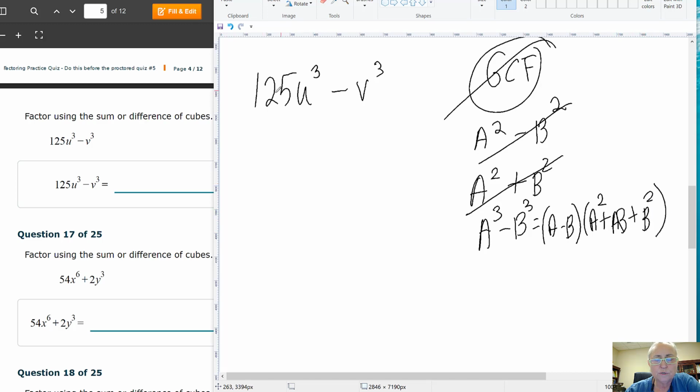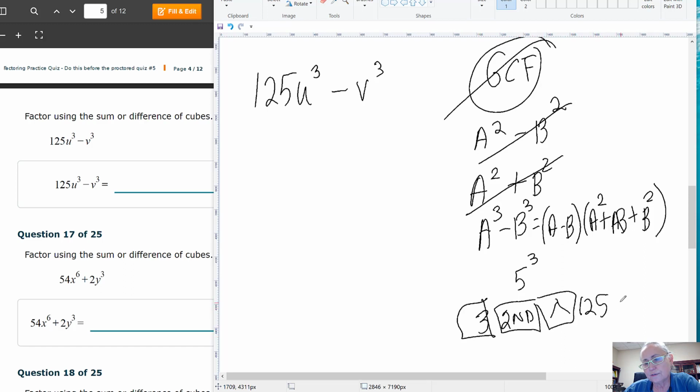So let's see, 125. We said that was 5 cubed a minute ago. Now, if you need to check to see if that's a perfect cube, you can do it on your calculator. 3, second, caret key, 125. Hit enter. That'll give you 5. So you know that this is 5u times 5u times 5u, and this is v times v times v.